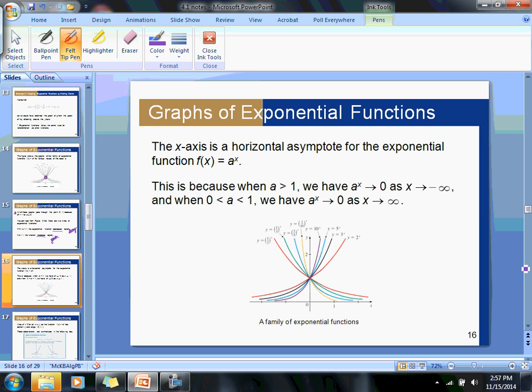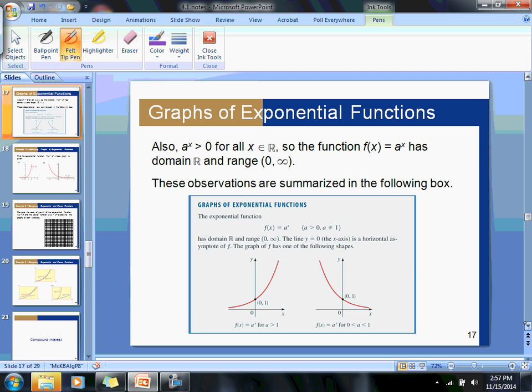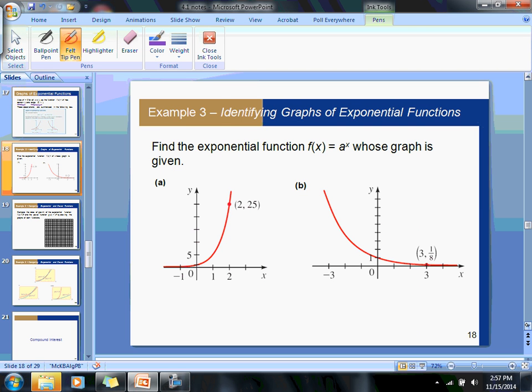And then we talked about how the x-axis is going to be your horizontal asymptote, how that horizontal asymptote is always going to be y equals 0. And here you can see again in this picture with the family of the exponential functions, they're all approaching the x-axis, but they never touch it. They never cross it. So these are all characteristics that we've already seen in example 2. And we talked about how our domain is going to be all real numbers, and our range is going to be everything greater than 0, or going from 0 to positive infinity. So all of those characteristics we've already seen.